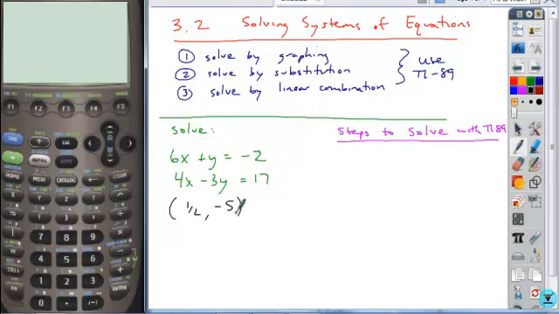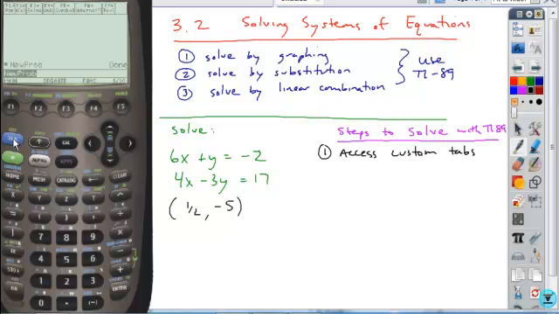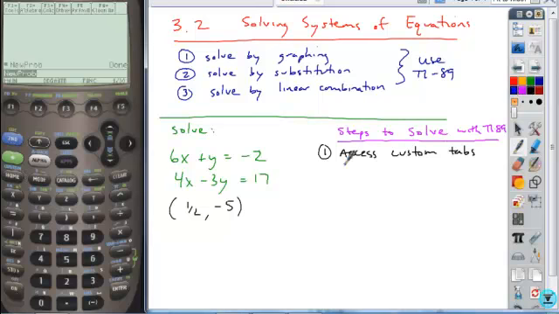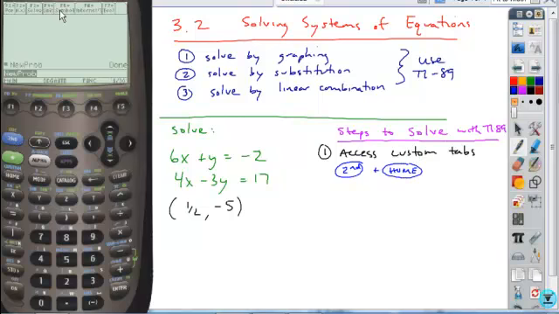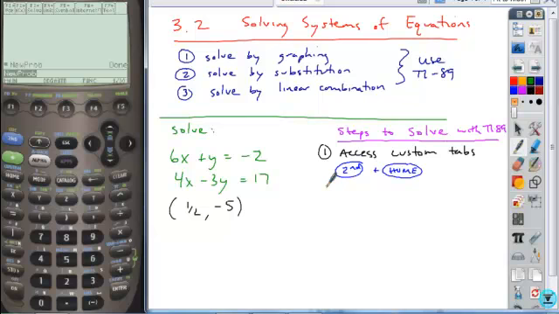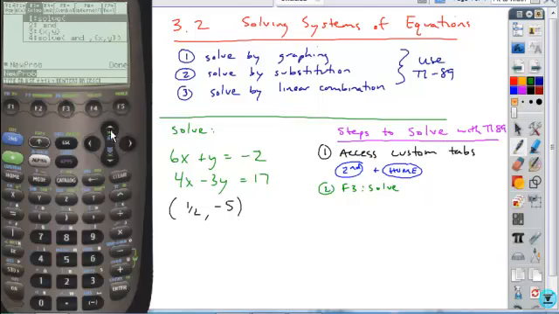So let's talk about how this is entered. This is a review of the last section. The first thing we need to do is access the custom tabs. You access the custom tabs by hitting the second button plus the home button. So second home changes our tabs up here, and once you get them changed to the F3 solve tab, we can choose this system solver template.